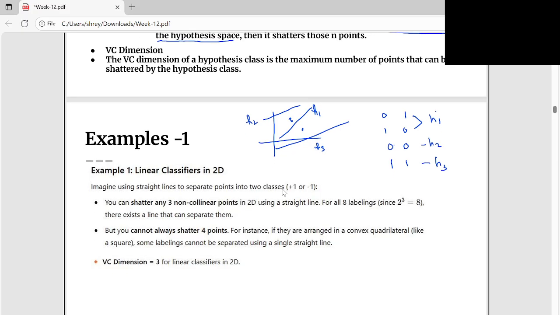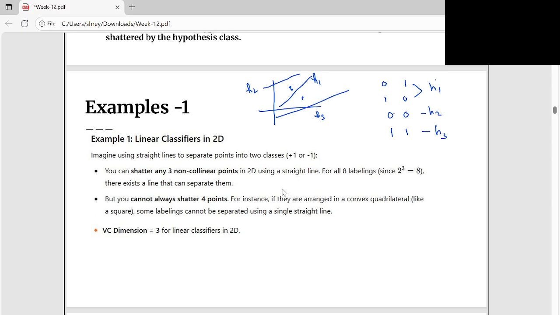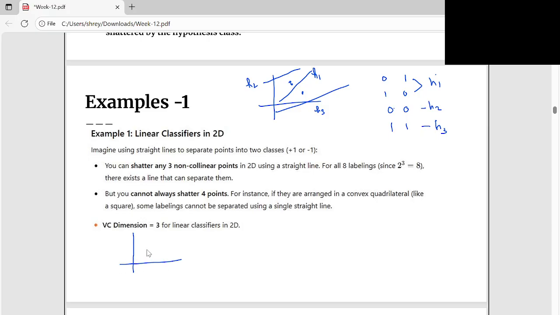let's say we have linear classifiers in 2D. Let's start with n equal to 1. This is a single point. If it is only a single point, there are two possible ways: it can be plus 1 or minus 1. If it is plus 1, then maybe this can classify it. If it is minus 1, then maybe this hypothesis class can classify it. So it means this single-point data set can be shattered by 2D linear classifiers.